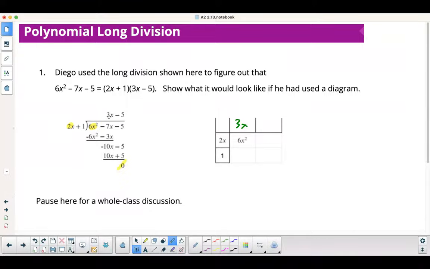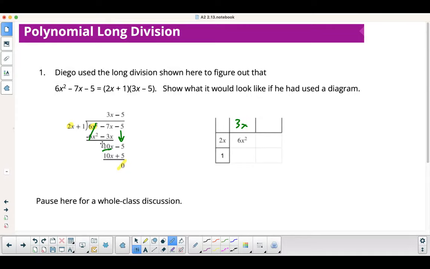And then we multiply 3x times this whole thing. So 3x times 2x is 6x squared. 3x times 1 is 3x. But then you have to subtract, so we have to change the signs of both of those, okay? And then these cancel, and you add those, and we get negative 10x. Then I bring this down. And then I do it all over again.